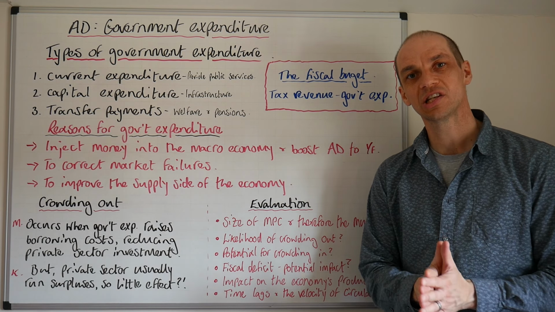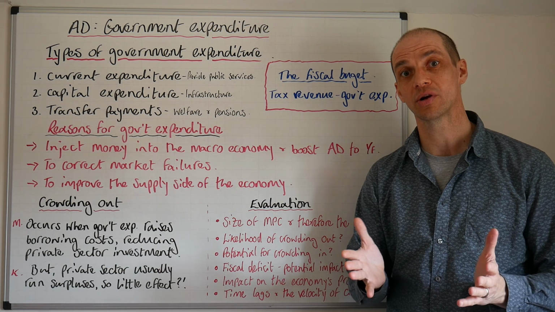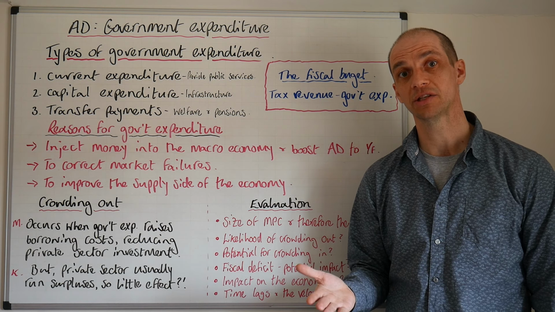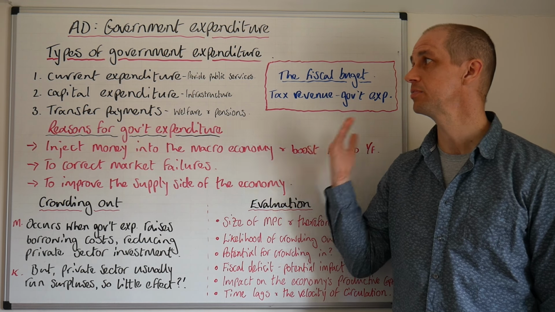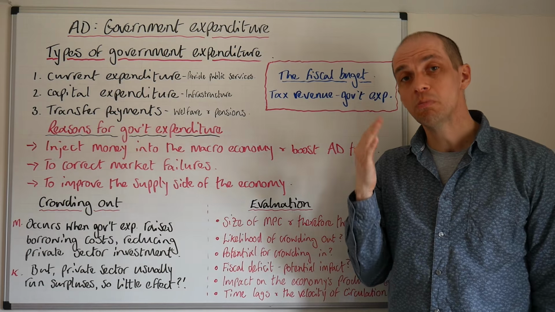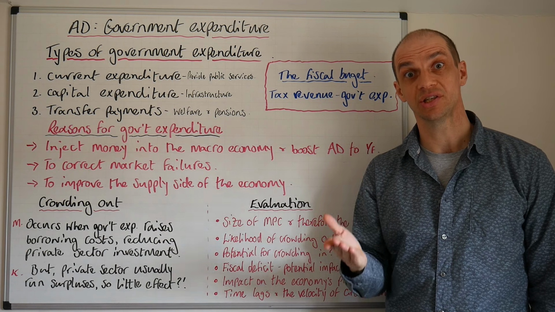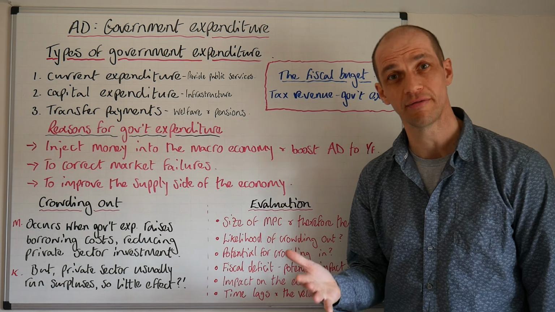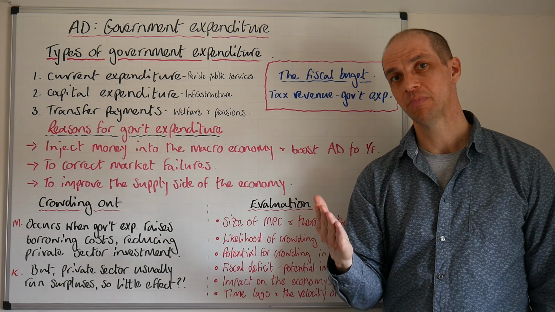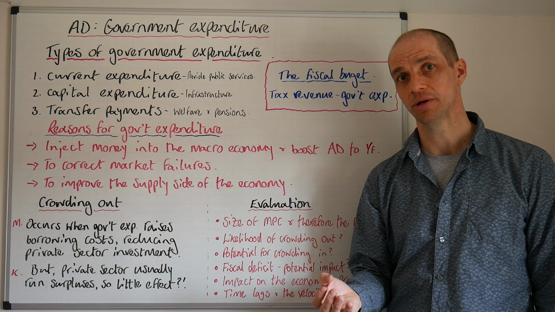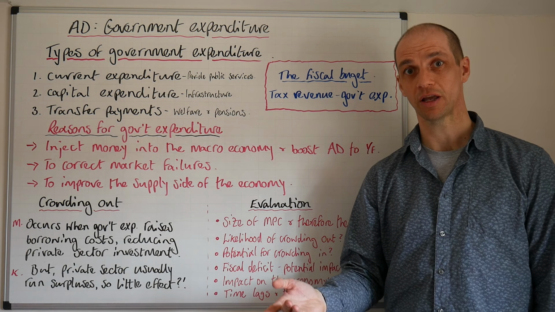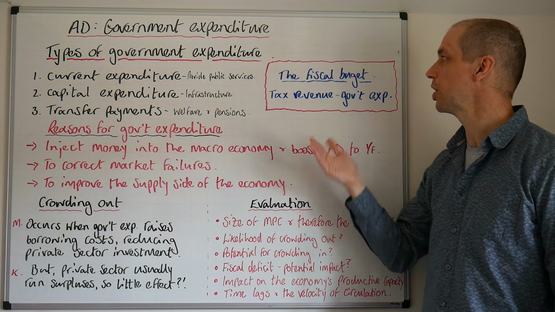Hi everyone, so let's look at our next component part of aggregate demand, and that is government expenditure. When it comes to government expenditure, you must bear in mind that this is an injection into our circular flow of income, yet it must be financed through taxation or alternatively borrowing. So let's take a look.